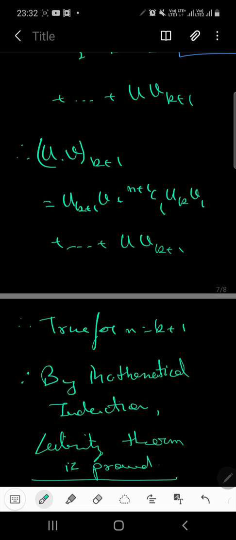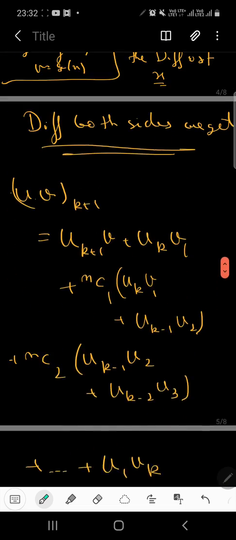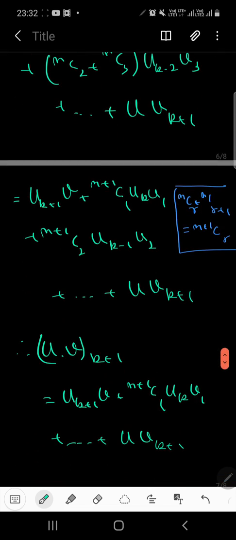So this was the theorem of Leibniz. Okay, so we have finally proved the Leibniz theorem. So let's keep the lecture up to this much. We will be meeting in the next lecture.